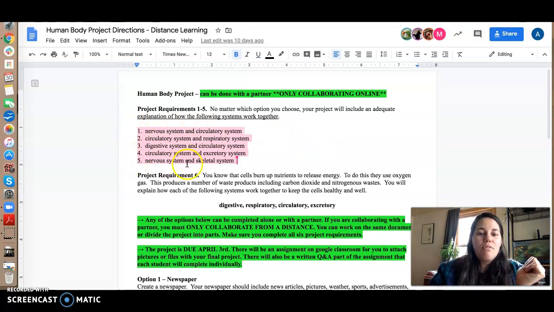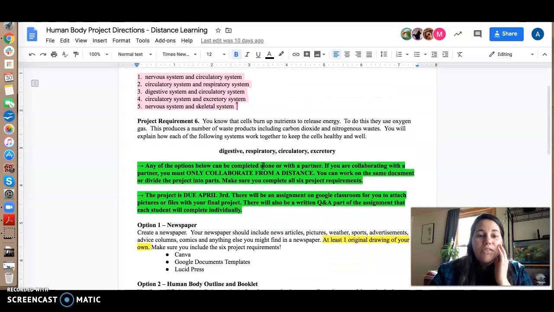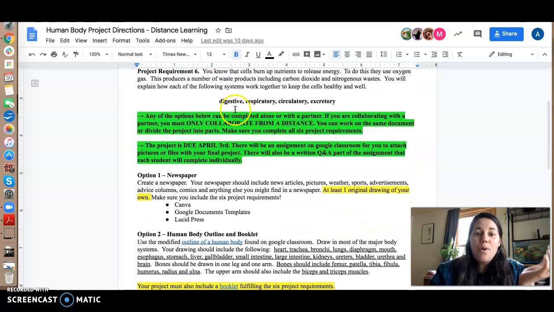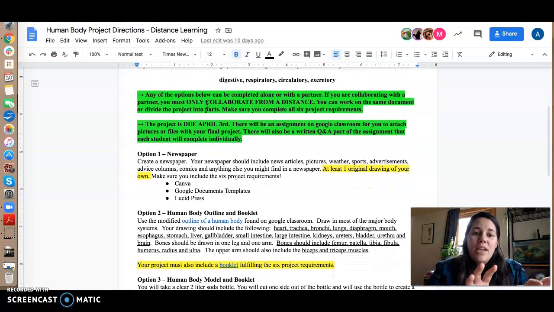Here are those 5 requirements that we need to make sure that we're hitting, how these things are working together. And that project requirement number 6, where we need to be talking about how those systems work together for your cells. Some highlights here in green. Any options can be completed alone or with a partner. Remember, collaborate at a safe distance. And then there's that written Q&A part of the assignment that everyone's going to work on individually and turn in.